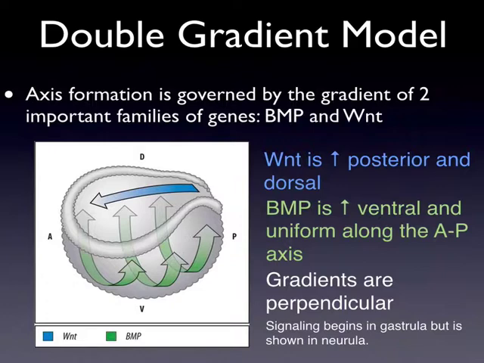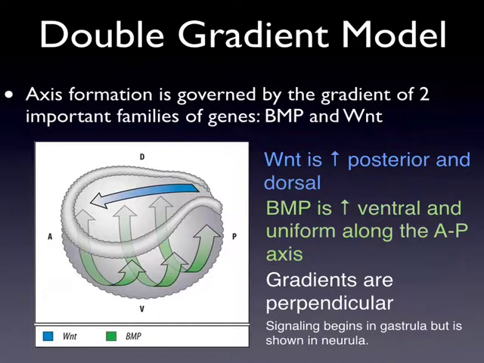All right, and this picture that you see here, I'm going to show this to you several times in several different ways. This is the money slide, okay? So get that picture into your head. The green arrows are showing a gradient of BMP. The blue arrow is showing a gradient of Wnt.